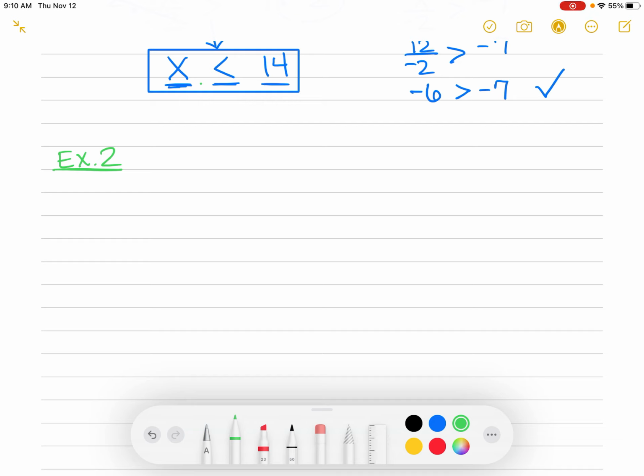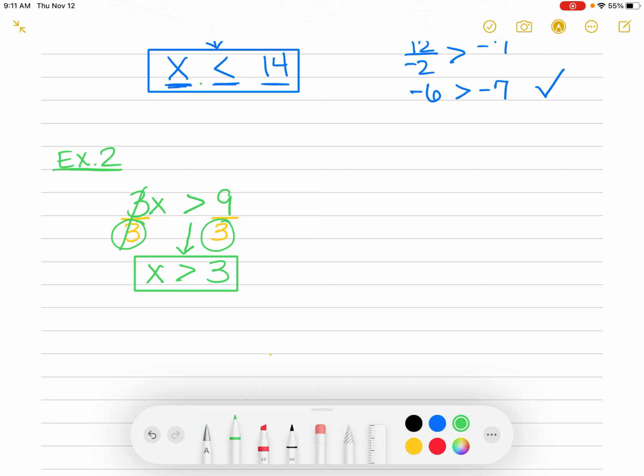Example 2 is 3x is greater than 9. So, simple problem, like we've done before in equations, I'm going to divide by 3. And that means these are going to go away, so I have x is greater than 3. Notice, I did not change my sign because I am dividing by a positive number, okay? This is what tells you whether or not you flip your sign. Not your answer, but the number that you're multiplying or dividing by. Okay, let's move on to example 3.